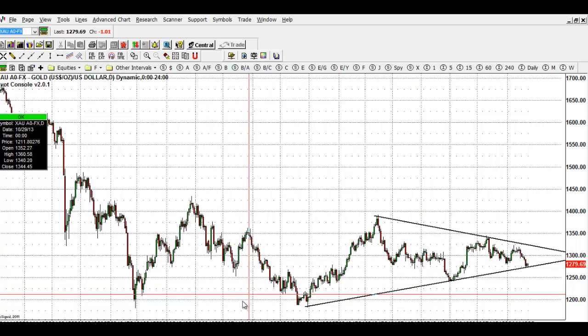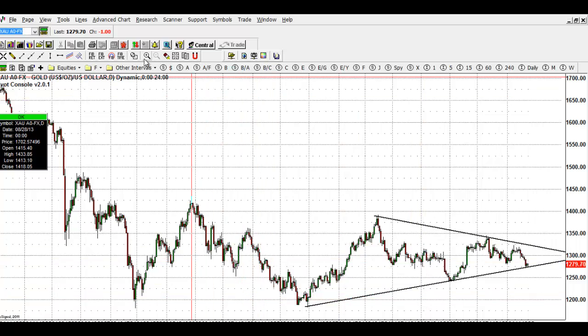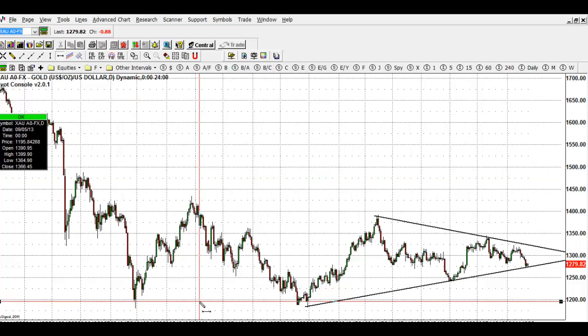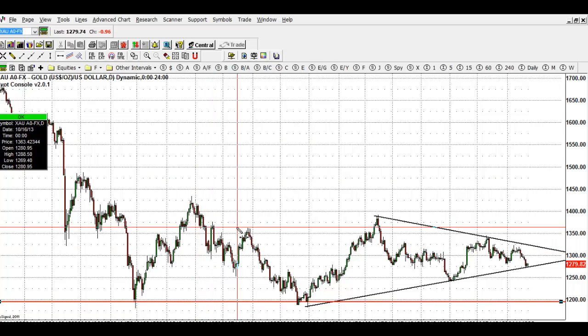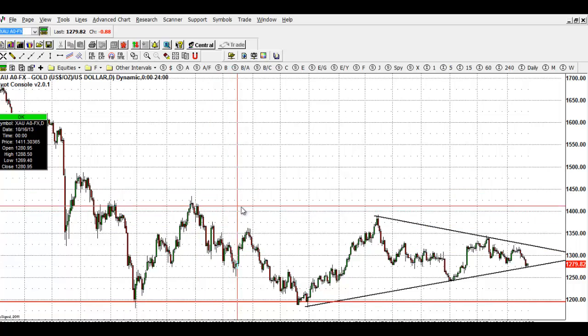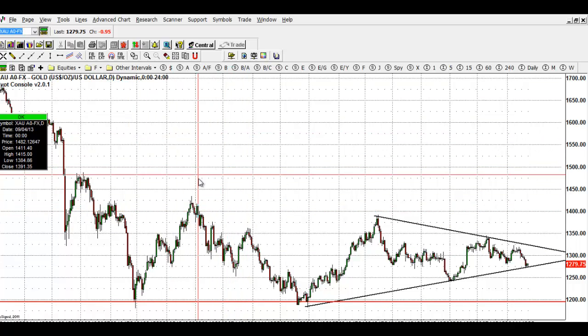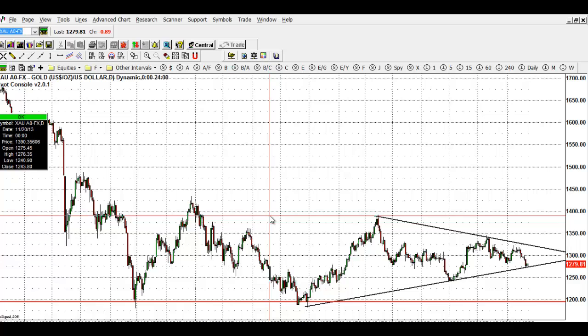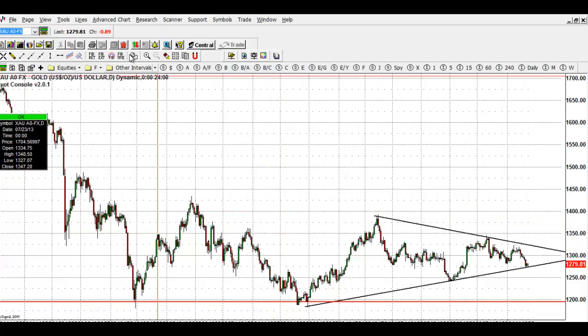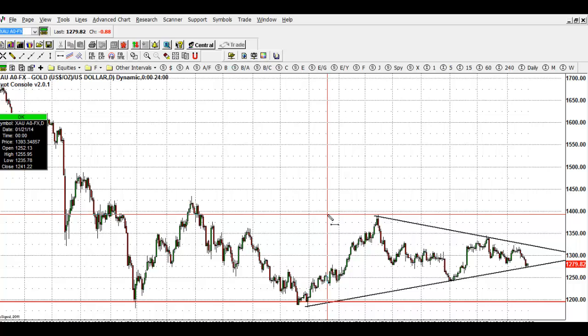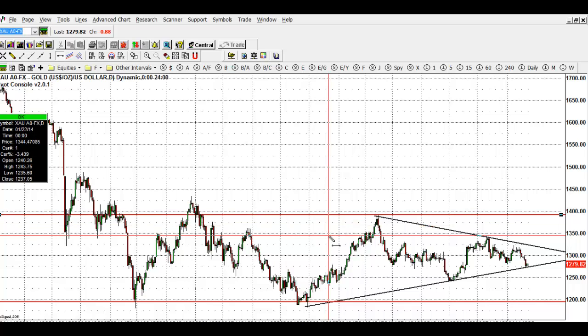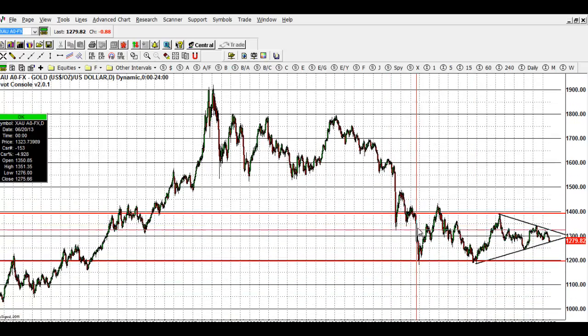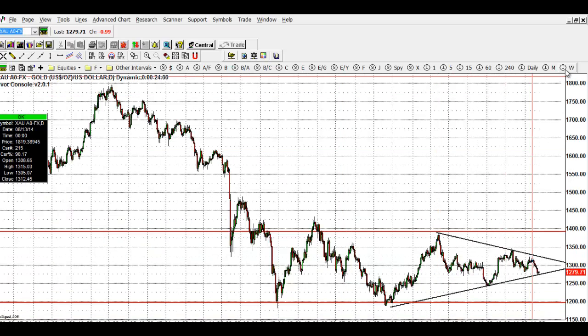And those levels are 1200, because we have significant support at 1200 here. If the market closes below 1200, that could signify that further declines will be in store in the gold market. And if the market does close above this $1,400 level, we could see further gains in this market. So those are the two important levels that I would be looking at in the gold market.